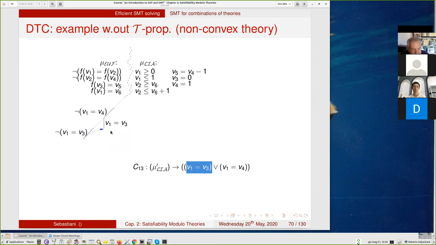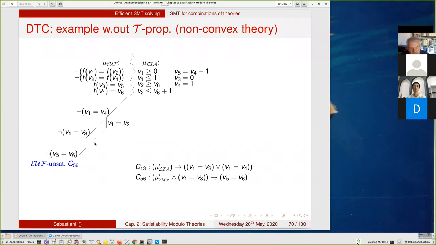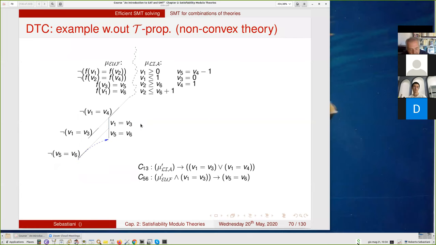So when you're here, then you go ahead and you do some other decisions on interface variables until you set V5 equals V6 to false. But with V5 and V6 being different, this means that V3 and V1 must be different by congruence, which is in conflict with this statement here.